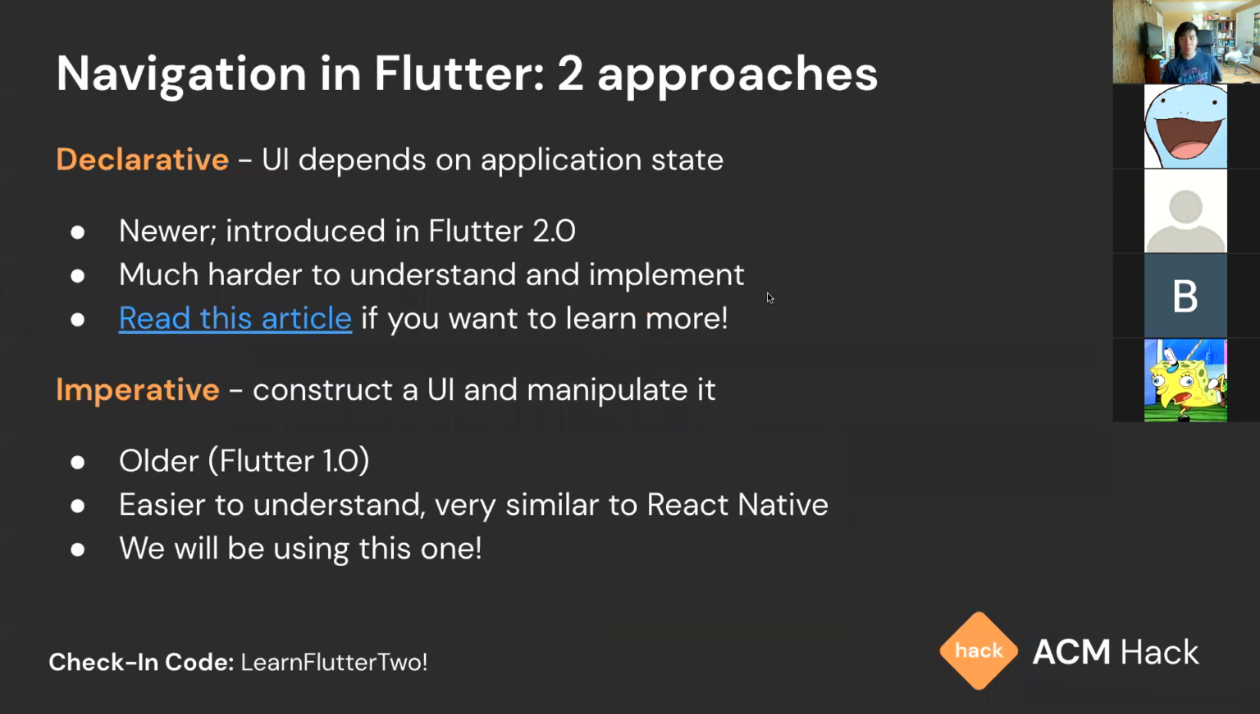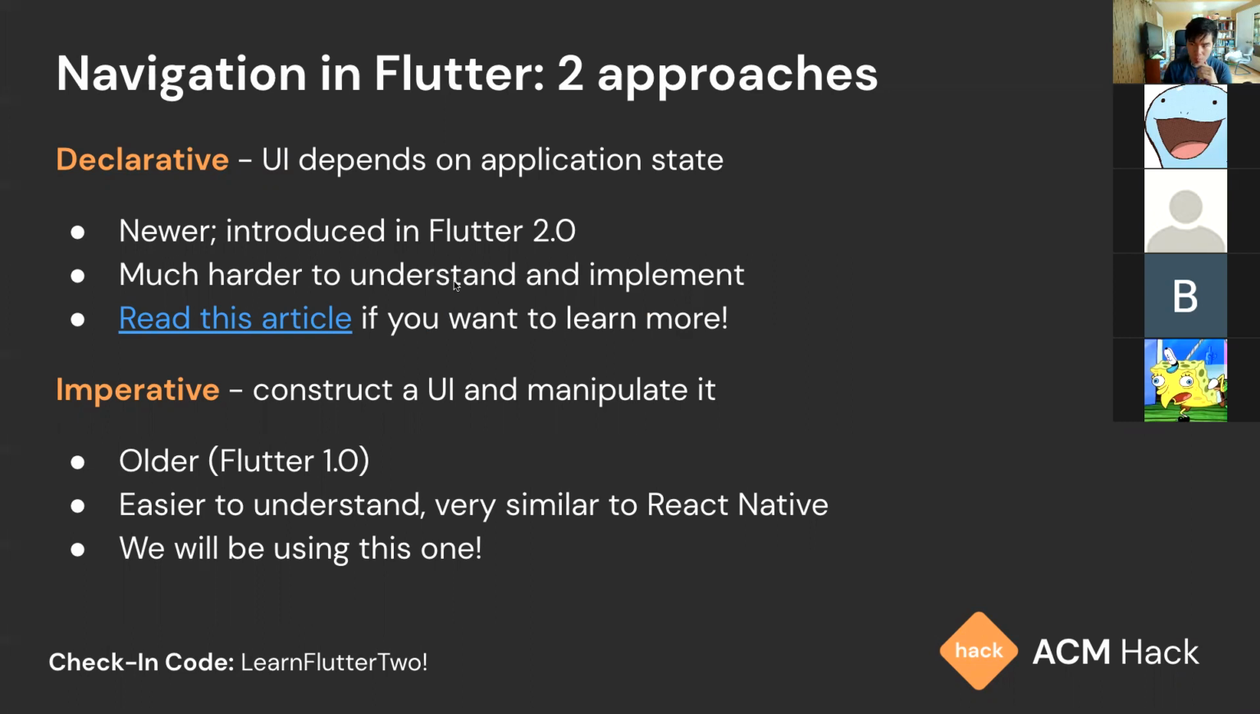Now Flutter has two separate approaches for navigation. So there's the declarative approach, where the UI depends on the application state. This is kind of a newer thing introduced in Flutter 2. So, and it's much harder to understand and implement. Like, trust me, I wanted to teach this in the workshop and I straight up could not understand it, because there's a lot of things you need to do. But the gist of it is, conceptually, it kind of makes sense, right?